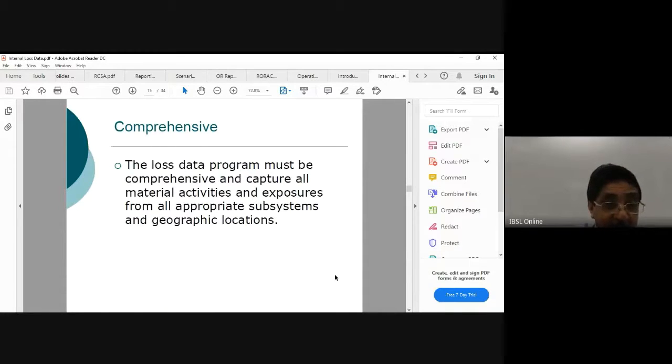That is why we say comprehensive. It should be very comprehensive. Capture all material activities and exposures from all appropriate subsystems and geographic locations. So this has a very high span. All over the organization, it has to be implemented.